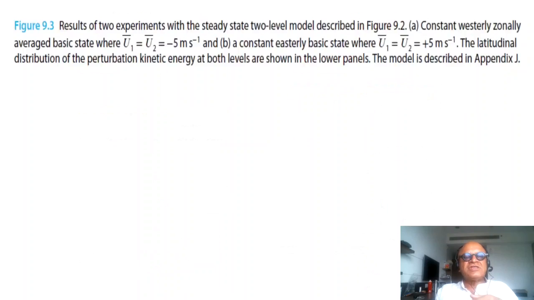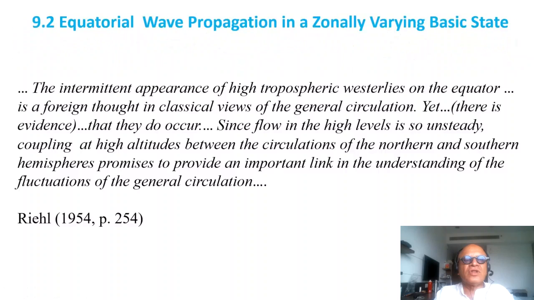Okay, so these are basically results of two experiments with the steady state two-level model that we already saw: constant westerly zonally average basic state and constant easterly basic state. Obviously signs are switched again. Okay, so latitudinal distribution of perturbation energy at both levels are shown in the lower panels. I didn't include the model here, that's shown in Appendix J, but I wanted to just focus on the physics of it.